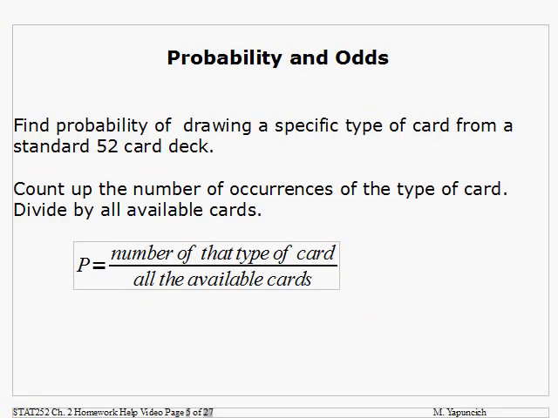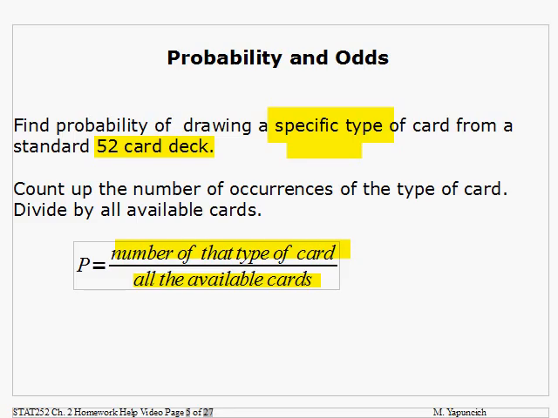Now we'll compute some specific probabilities, and there's a procedure for doing it, and it's fairly straightforward. Let's say you want to find the probability of drawing a specific card from a standard deck of 52 cards. If you play cards very much, you know there's different kinds of decks, but we'll always be using the standard 52 card deck. Now, if you want to find the probability, you first count up all the number of occurrences of that specific type, and you put that in the numerator. Then you divide by all the available cards. In this case, 52 would go down in the denominator.